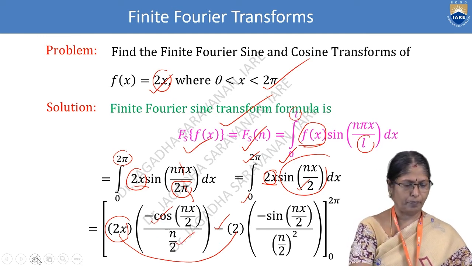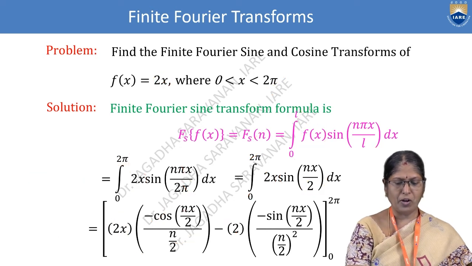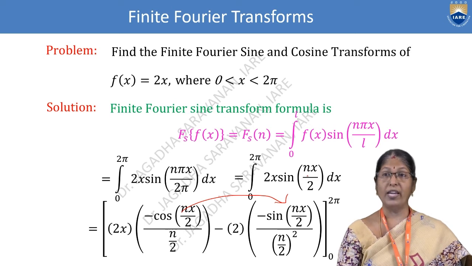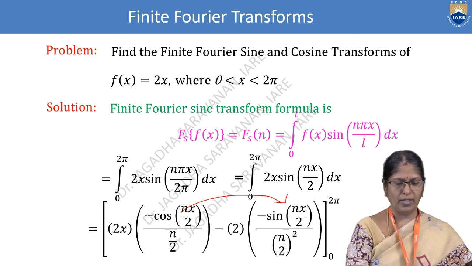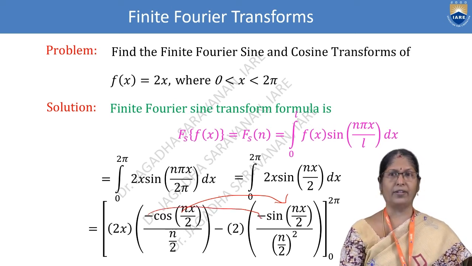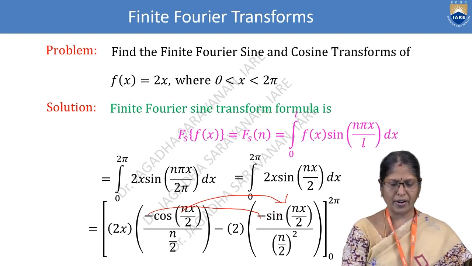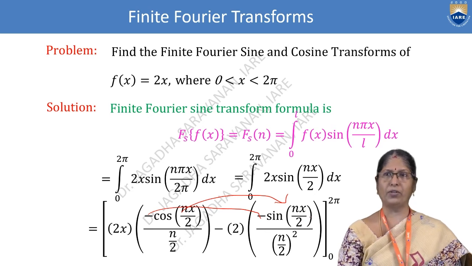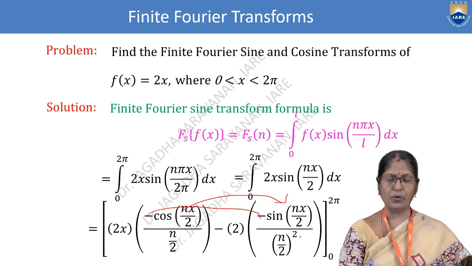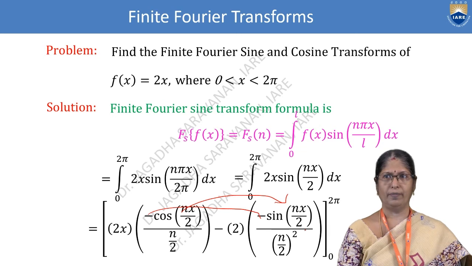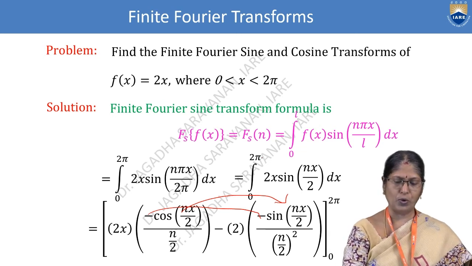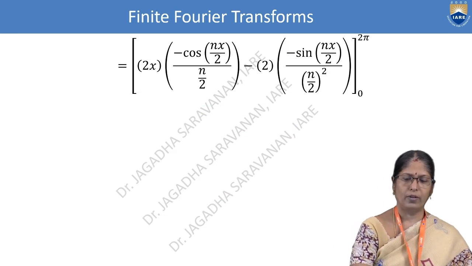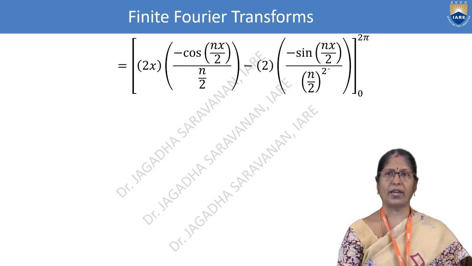So, this trigonometric oriented, we have to keep on integrating. So, this minus is written as it is. Cos integration is sine. So, sine of nx by 2 by n by 2 the whole square. So, we have to do 0 to 2 pi. So, the last step, it is written once again.